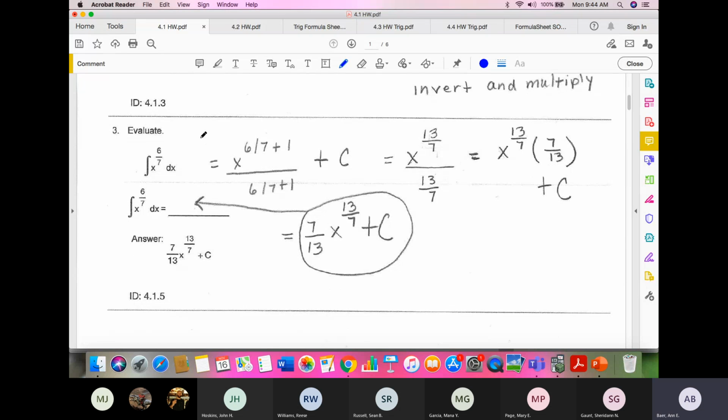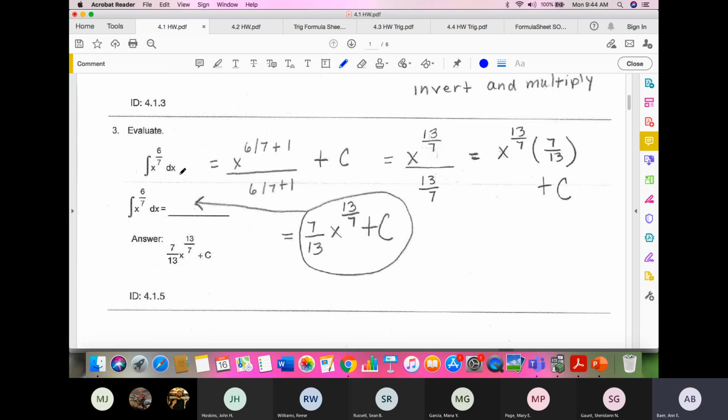So let's look at number 3. Number 3, evaluate, which means find the value of the integral of x raised to the 6/7. So how do we integrate that? We're finding all antiderivatives. We have x to a power. When we integrate, we add 1 to that exponent. So we have x to the 6/7 plus 1. Now, the other step that we have to do is divide by that same exponent, 6/7 plus 1, and add our constant of integration.